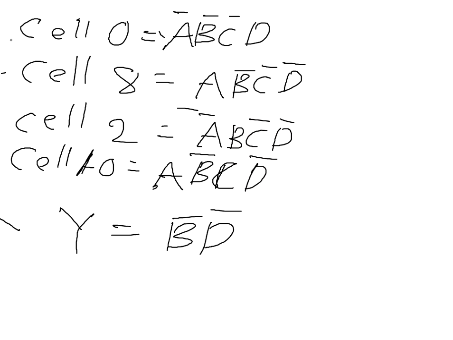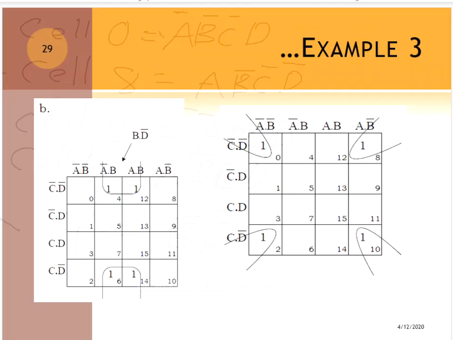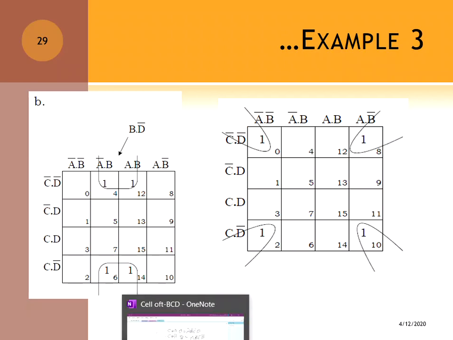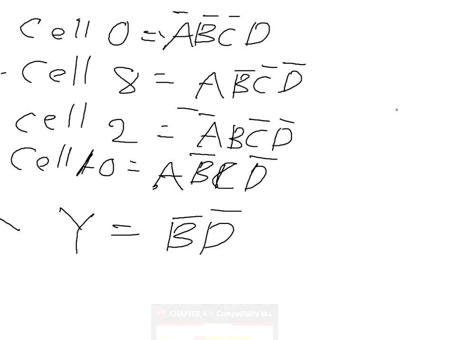So how to get the common term? Cell number 2, A bar, B bar, C, D bar. We have B bar here. So the common term here, if you see carefully, for A bar, not all cells have A bar, so A bar is not a common term. B bar, all cells have B bar. So, B bar. C bar, not all cells have C bar. And then, the last one.